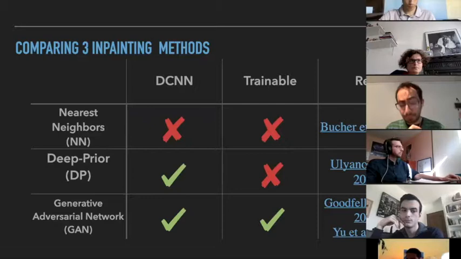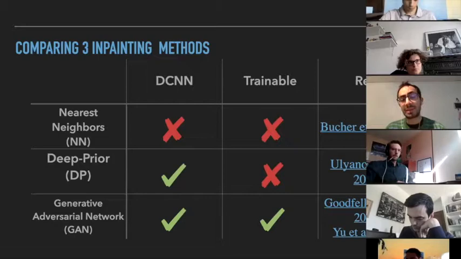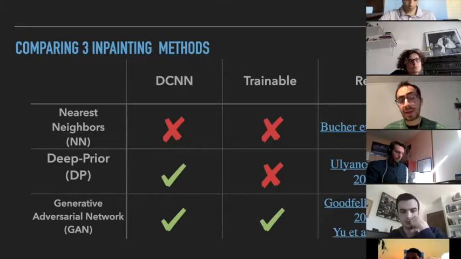just with the nearest neighbor's value, the average value of the nearest neighbors. The deep prior instead is based on a series of layers of convolutional neural networks, convolutional layers, but it's not a trainable approach. And it's interesting. I'm going to show you a few examples of the architecture of the deep prior. But essentially, it just starts from a prior and goes, and iterates on the same image.